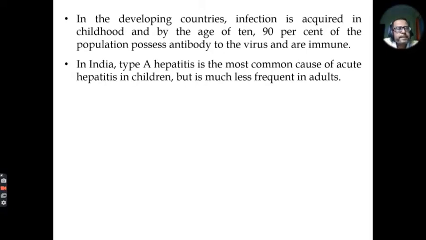In India, type A hepatitis is the most common cause of acute hepatitis in children, but is much less frequent in adults. So in the case of India, type A hepatitis is the most common cause of acute hepatitis in children, but it is not that serious in the case of adults. Mostly this infection affects the children in the Indian region.